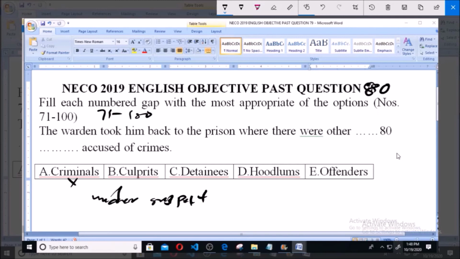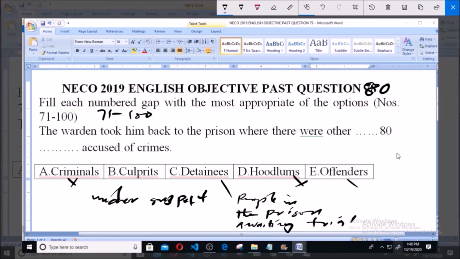A culprit means somebody who has committed an offence. The detainees means people in the prison who are awaiting trial. So hoodlum is not part of it. Then offenders, wrong. So with this analysis, the correct option here is option C.